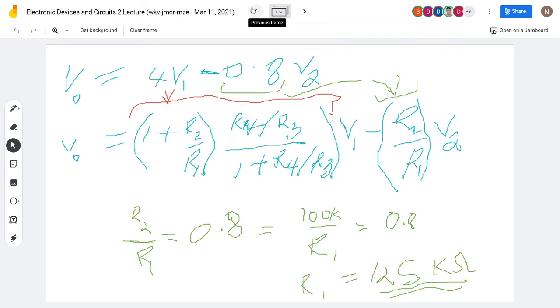Again, it's just basic math. So you have access to my Jamboard, so feel free to write on it. I'm going to skip over to a new page. Hopefully you remember this one. Remember you were given R4. R4 was 20K. Yes, sir. I'm just going to rewrite a few things so that I can remember.